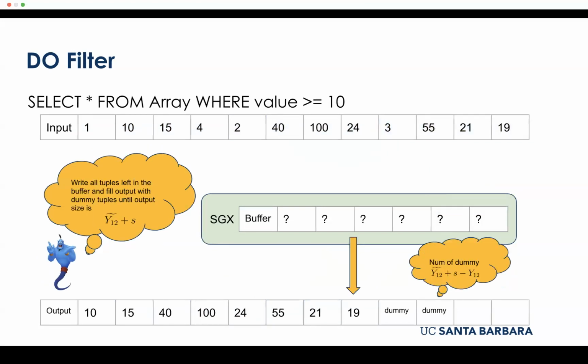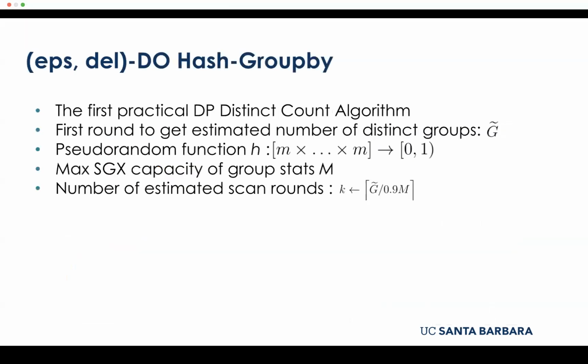In the end, we write all the tuples left in the buffer and fill the output with dummy tuples until the output size is delta y12 plus s. Then the number of dummy tuples is delta y12 plus s minus y12, and this is a relatively small number of dummy tuples we write.